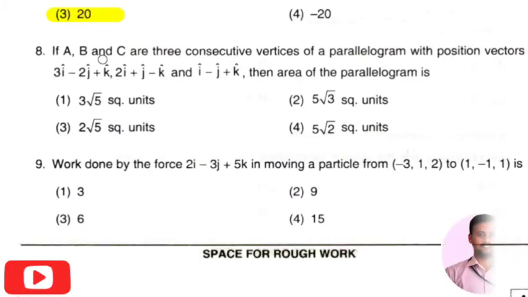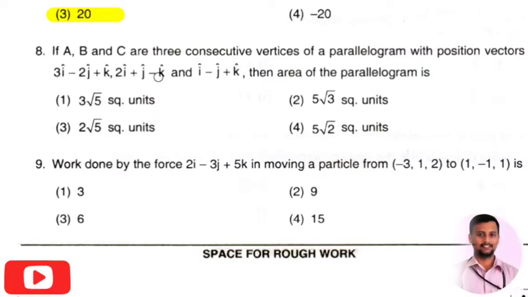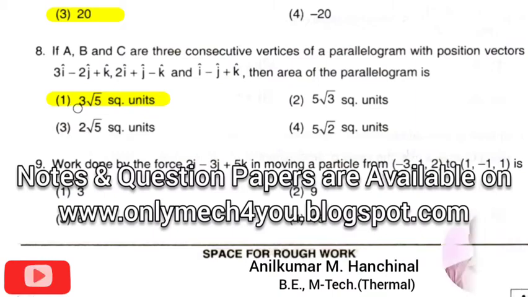The next question is if A, B, C are the three consecutive vertices of a parallelogram with the position vectors 3i minus 2j plus k, 2i plus j minus k and i minus j plus k, then the area of parallelogram is, the right answer is option 1. The area of parallelogram for the given three vectors will be equals to 3 root 5 square units.